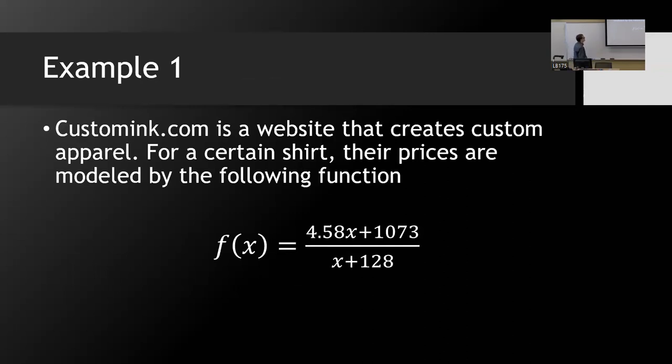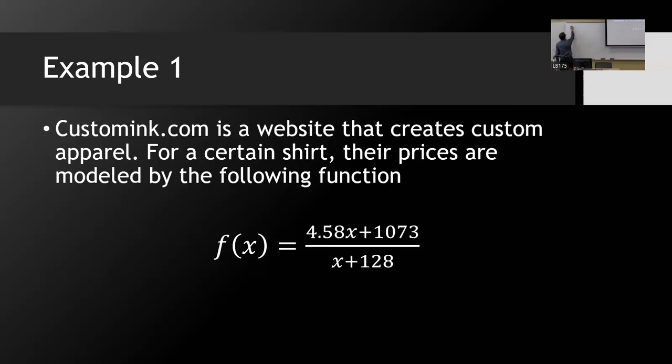So let's pretend we're at what's called customink.com. You guys know what this is? This is a website in which you can design a t-shirt. And then you order that t-shirt from the website and they send you as many as you want. And if you order 10 t-shirts, they're going to give you a certain price. But if you order 100 t-shirts, they're going to give you a little bit better price per shirt. Okay. There's lots of websites that do this. For Imprint is another website that does this.